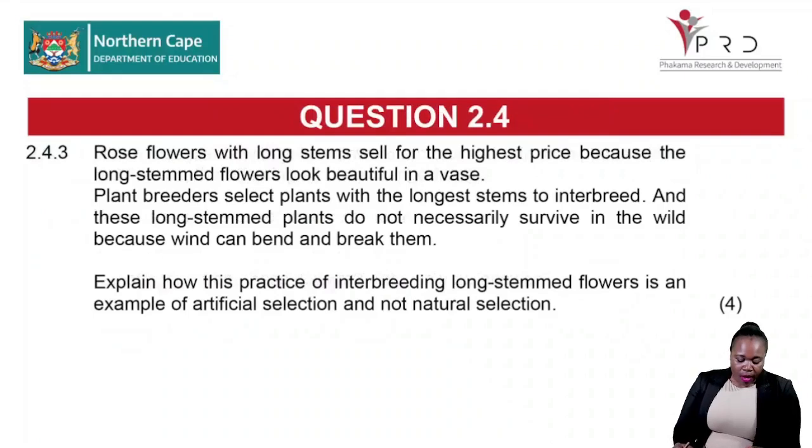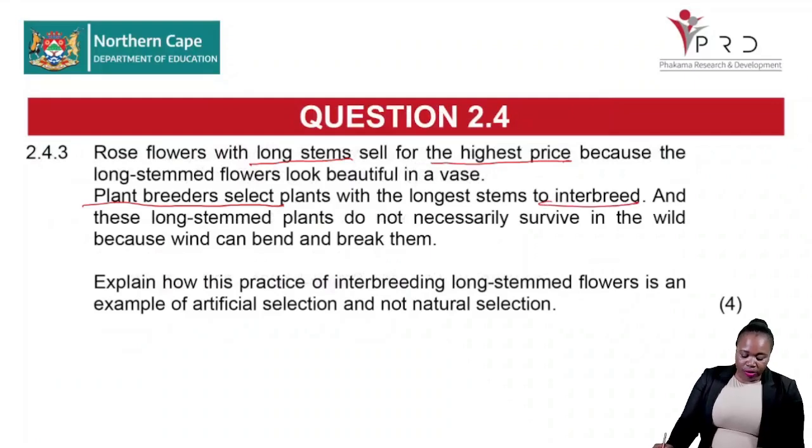2.4.3. A rose flowers with long stems sell for the highest price because the long-stemmed flowers look beautiful in a vase. Plant breeders select plants with the longest stems to interbreed.